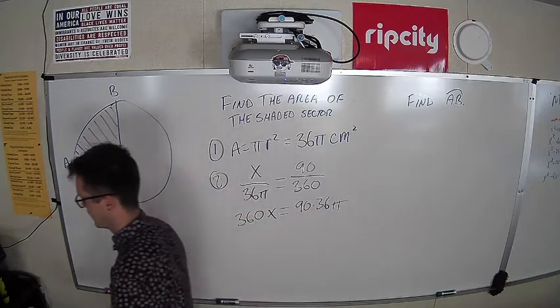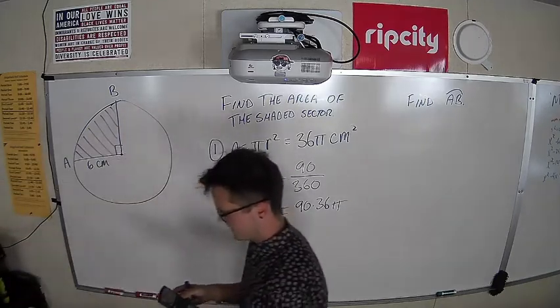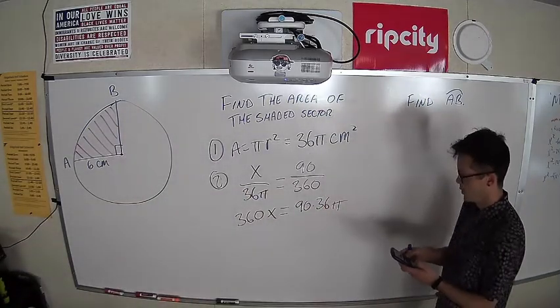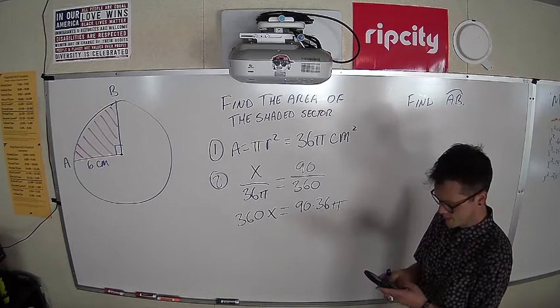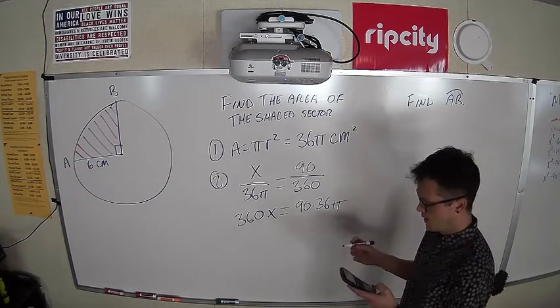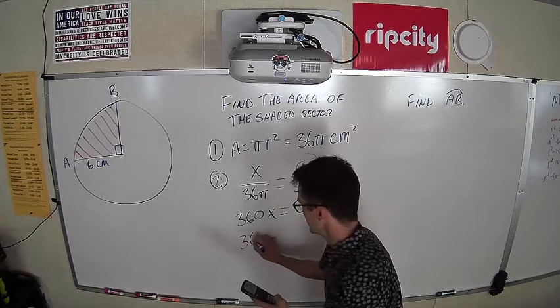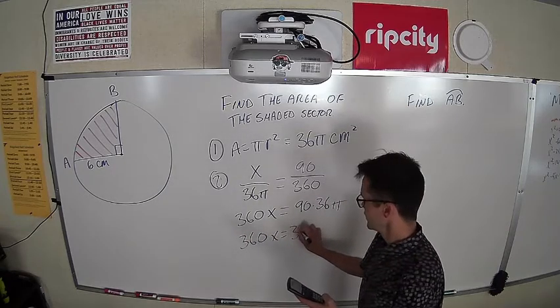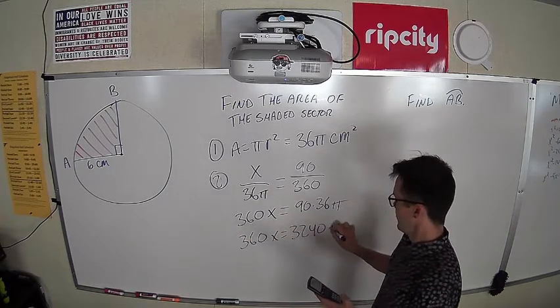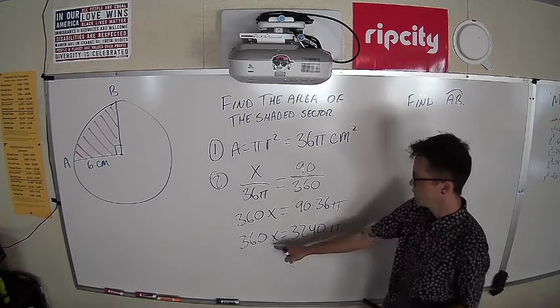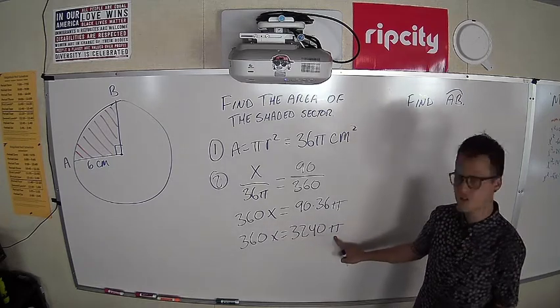I'm going to grab my calculator, and I'm going to type in all this madness and see where we go. So I'm going to do 90 times 36 first. 90 times 36, and that is 3240. So 360x equals 3240 pi. We're trying to solve for x here. We're not trying to solve for pi. Remember, pi is just some number.